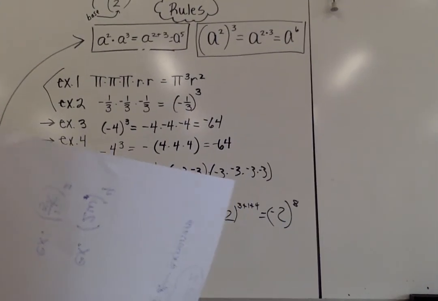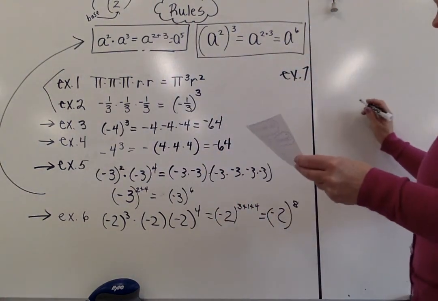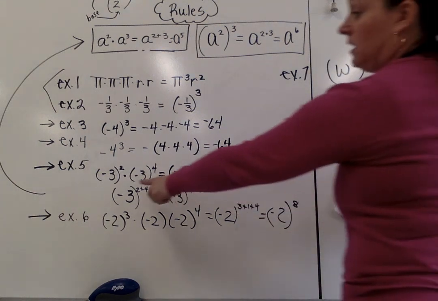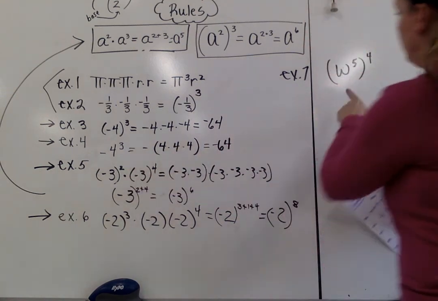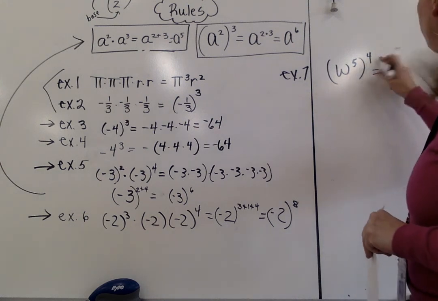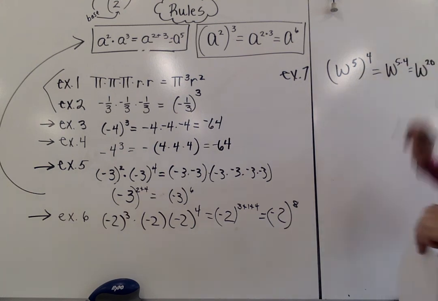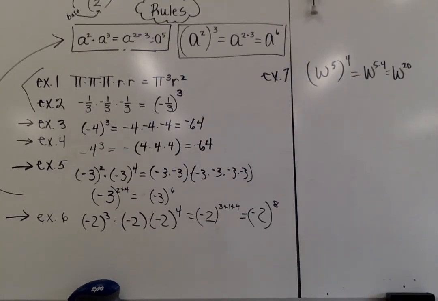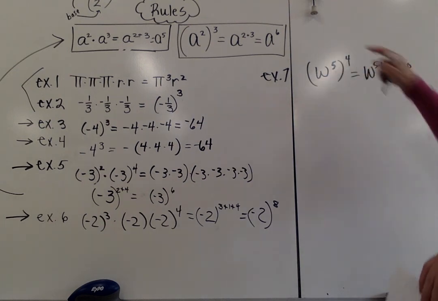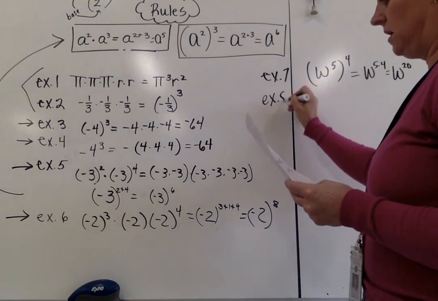Now let's talk about the other rule in example 7. For example 7, the bases are still the same, but this time I'm not multiplying the bases; the power is being raised to another power. So rather than adding 5 plus 4, I have to multiply 5 times 4. And so my answer is W to the 20th power. My base has an exponent, and that power is being raised to an exponent. So I simply multiply.